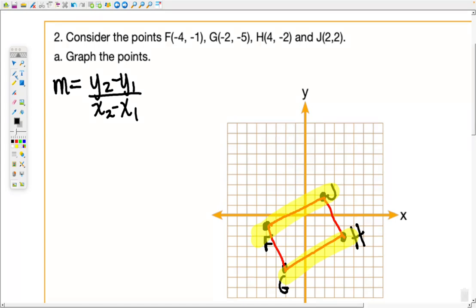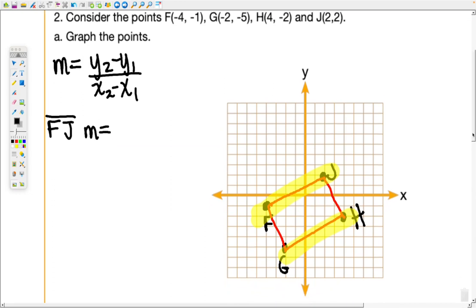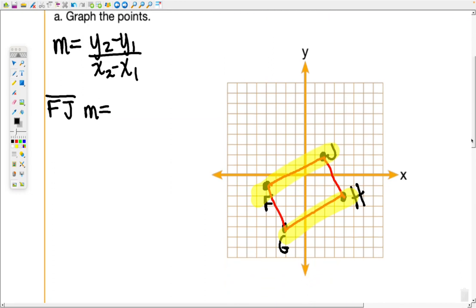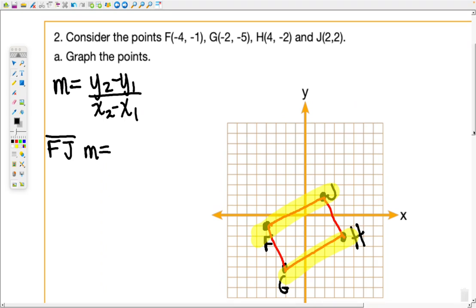So I highlighted FJ and GH. I'm going to look at FJ first. Segment FJ has a slope of... I'm going to show you the formula, then I'm going to show you a shortcut. No, I'm not showing the shortcut first. I'm going to show you FJ like I promised.